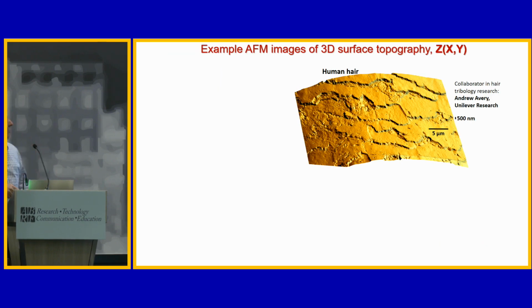So now you have these matrices. Again, you're measuring topography. Z is a function of X and Y, and you can go ahead and 3D render that. This is actually a true aspect ratio, so vertical scale is the same as the horizontal. And this is actually of human hair. We did a bunch of work on lubrication with hair conditioners and that sort of thing in collaboration with Unilever a while back.